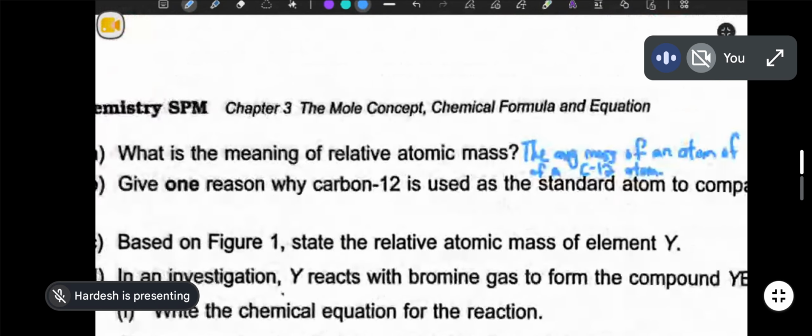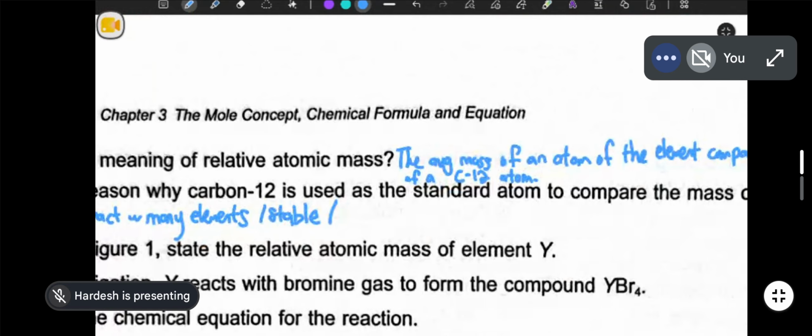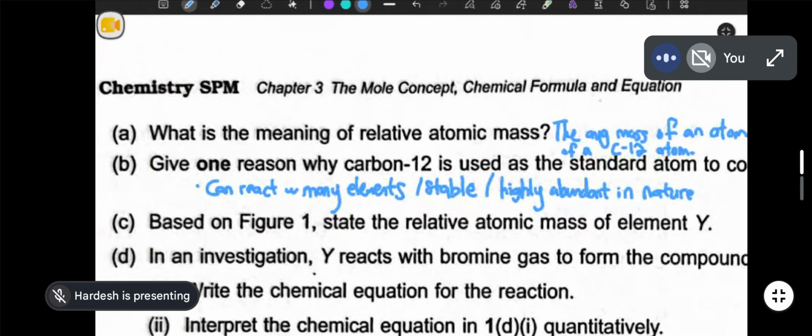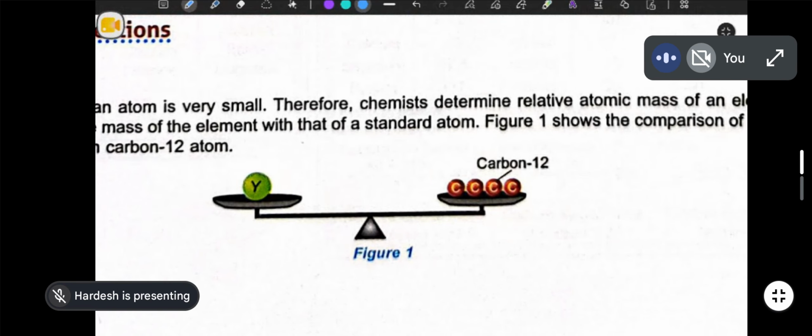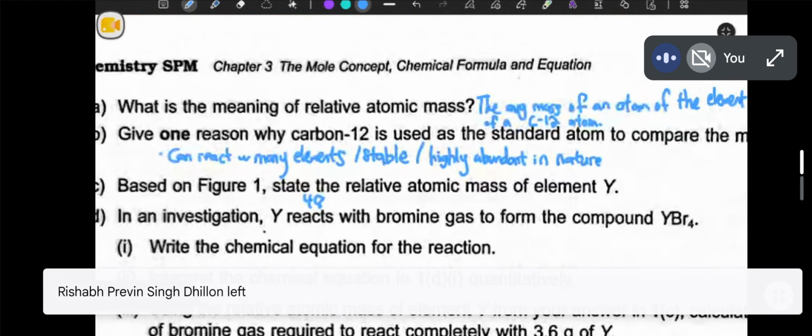Okay, now give one reason why carbon-12 is used. It is what? Can react with many elements. Or you can say stable. What else you can say? Highly abundant in nature. All these are acceptable answers. Based on figure 1, state the relative atomic mass. This is 12. 12 times 4, 48. Guys, am I going too fast or everything okay? Everything okay, bro. All right. Rishabh, too fast or all okay?